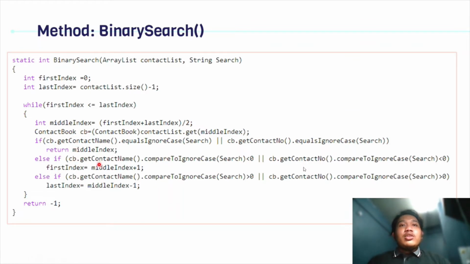If not, we're going to compare the cb.getContactName with the search. If it is less, and the same goes for getContactNumber, compare is less than 0, we're just going to alter the first index to equal middle index plus 1. If not, if the compare value is higher than 0 for both getContactNumber and getContactName, we're just going to alter the last index to equal middle index minus 1. And after the loop, if the value is not found, we're just going to return -1.